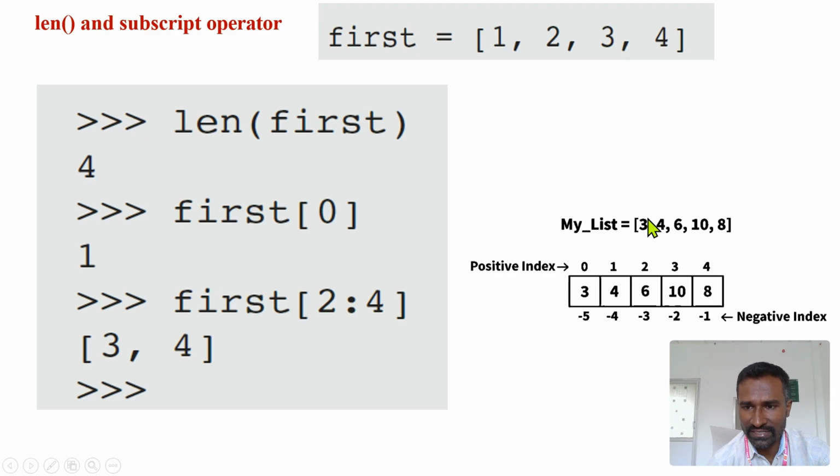For example, if the list 3 4 6 10 8 is there, the positive index is 0 to 4, and the negative index starts from minus 1 from right to left: minus 1, minus 2, up to minus 5. So this is the negative index value. Either can be used based on the requirement.